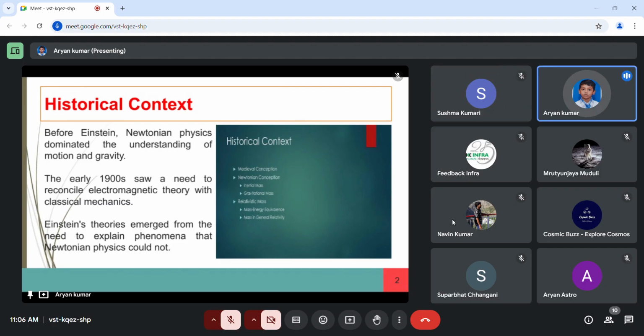Before Einstein, Newtonian physics dominated the understanding of motion and gravity. The early 1900s saw a need to reconcile electromagnetic theory with classical mechanics. Einstein's theories emerged from the need to explain phenomena that Newtonian physics could not. So, this was the context of Einstein's time. There were some problems with Newtonian physics that it could not explain.